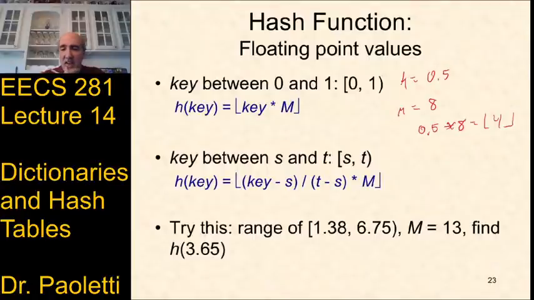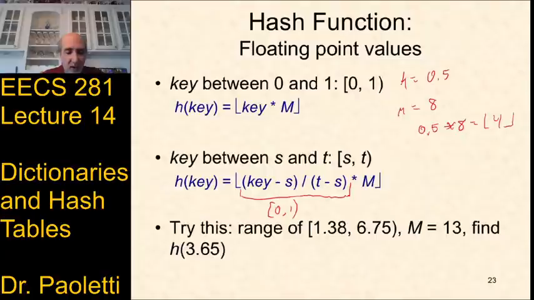Okay, well, what if I know that my double values won't be in the range 0 to 1, but there'll be some range s to t. So s and t are 2 double values. So what I can do is, if I take the key you give me minus s and divide by t minus s, this right here produces the range 0 to 1.